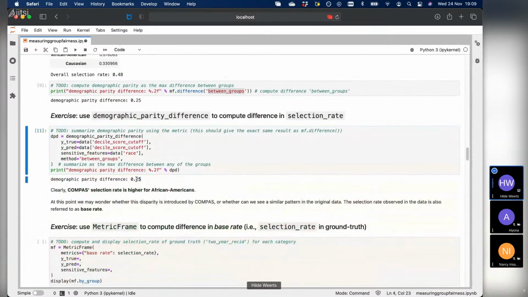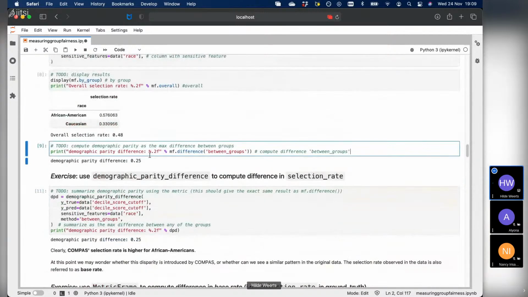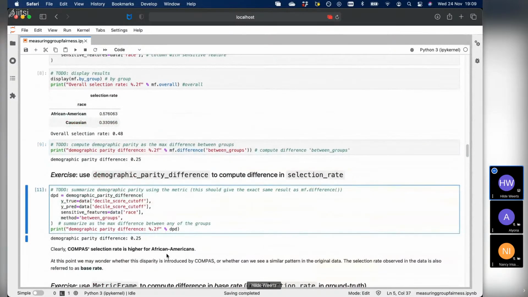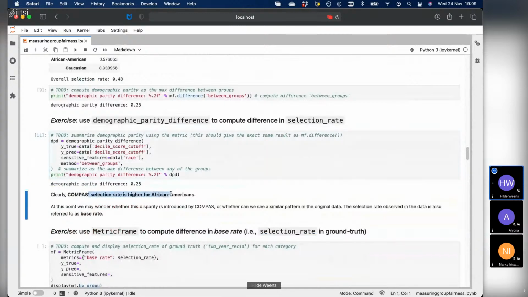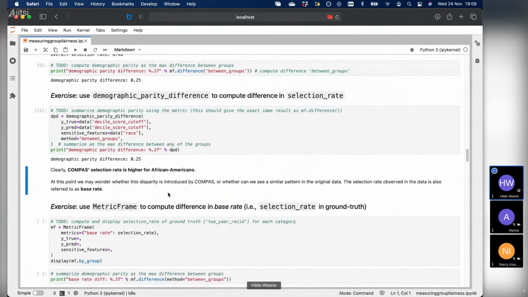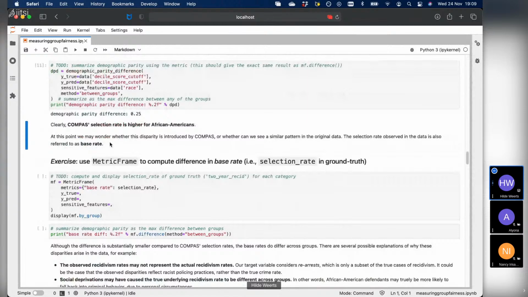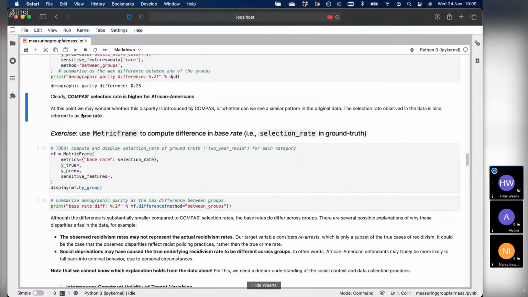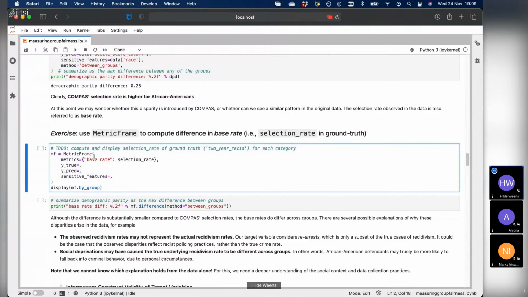Yes, there we go. So it's exactly the same as we've seen before, which is as it should be. So we have seen that the selection rate is quite a bit higher for African Americans. And you may wonder whether this is some disparity that is introduced by Compass by these scores, or whether we can see a similar pattern in the ground truth data, so to speak. And this, like the selection rate in the data, we can refer to as the base rate.